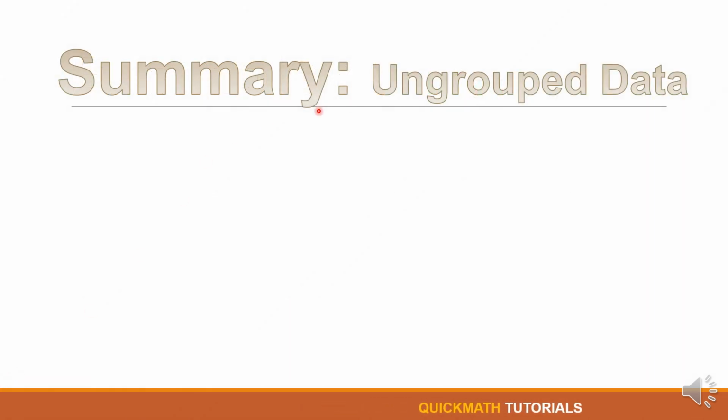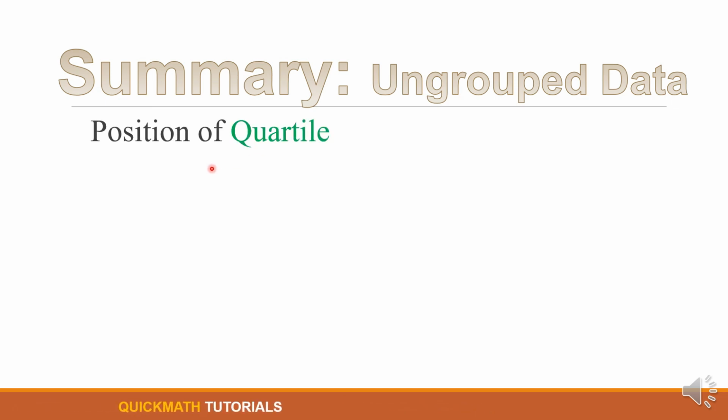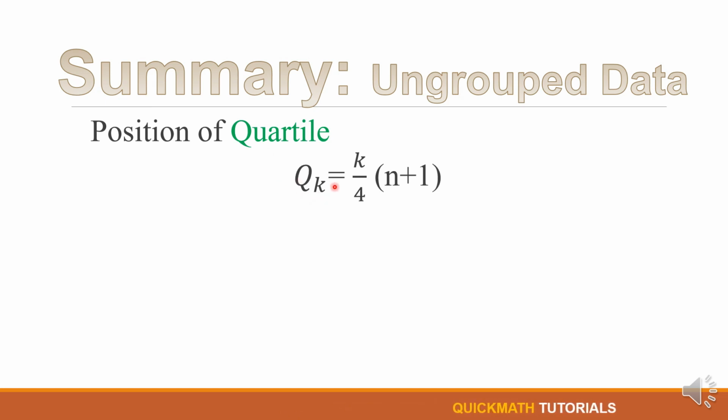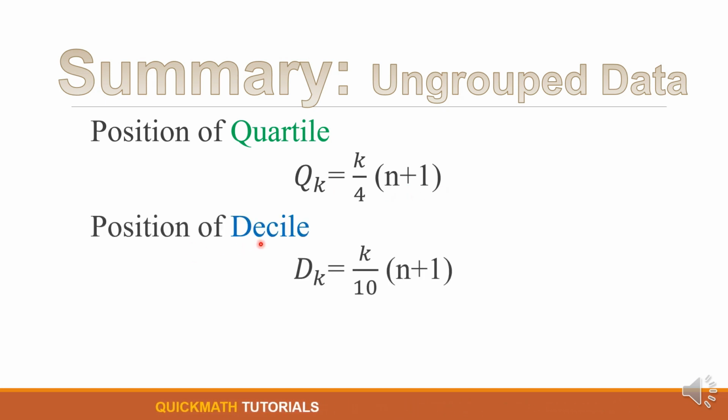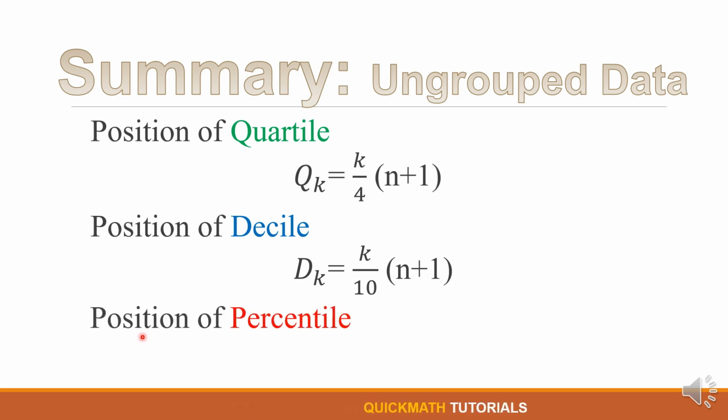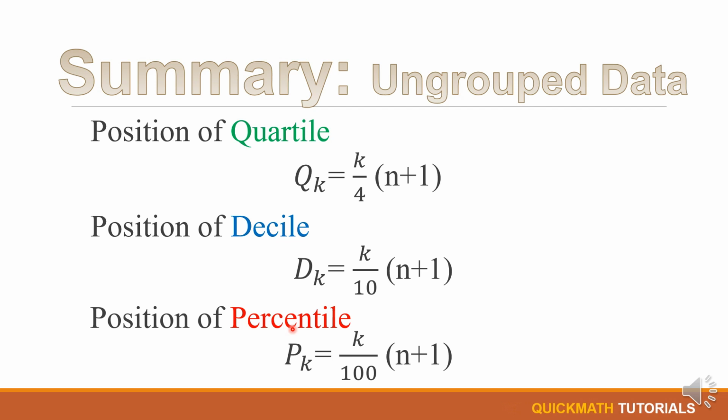To sum it up, to solve for the measures of position for the ungrouped data, these are the formulas to be used. First, we have the position of quartile. The formula is Q sub k is equal to k over 4 times n plus 1. For the position of decile, we have d sub k is equal to k over 10 times n plus 1. Lastly, we have the position of percentile. The formula is p sub k is equal to k over 100 times n plus 1.